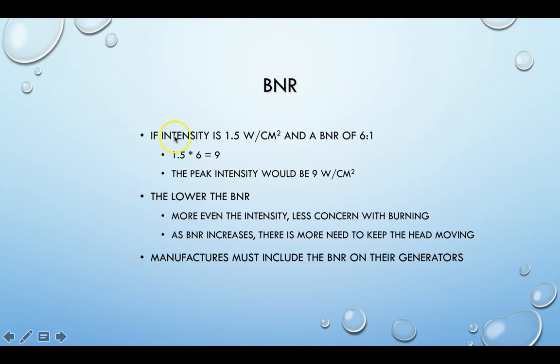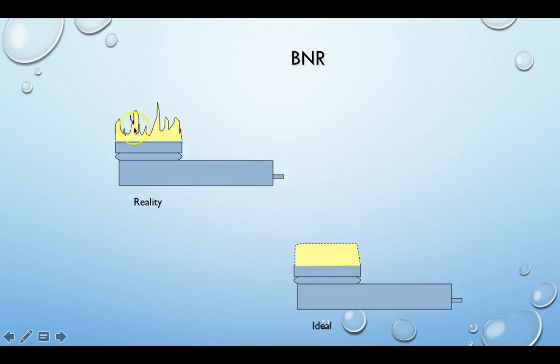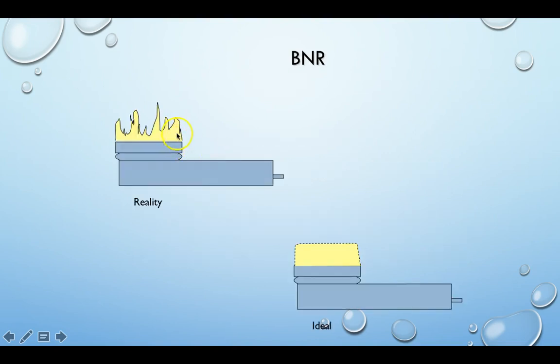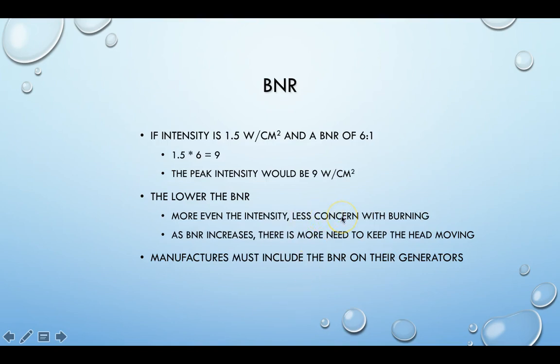So what does that mean when we're thinking about this? If we set the intensity at 1.5 watts per centimeter squared, but our machine has a BNR of 6-to-1, that means somewhere in this beam there is a peak that is at least 6 times higher than the intensity that we have set. So we can multiply 6 by 1.5, and somewhere we have a peak that is 9 watts per centimeter squared, okay? So the peak intensity somewhere in that is 9 watts per centimeter squared.